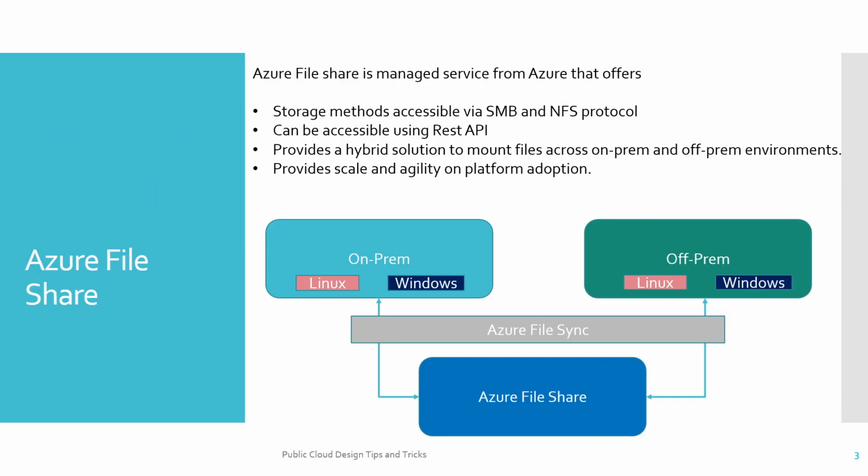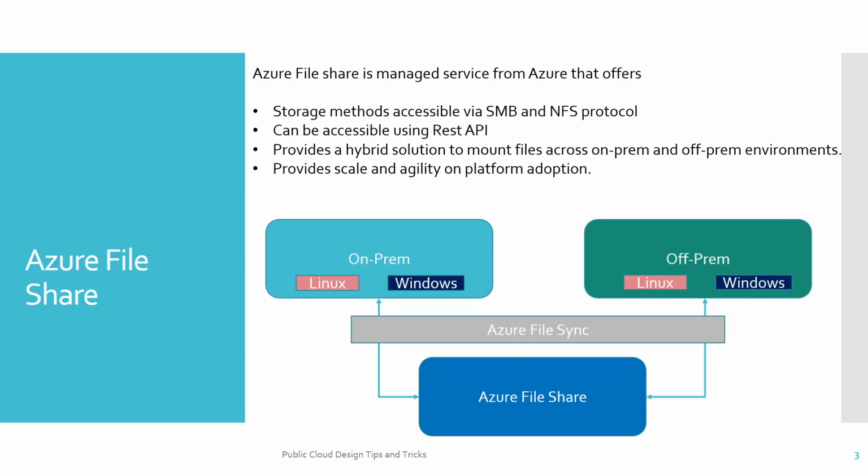Now, what is Azure File Share? Azure File Share is a managed capability from Azure which offers storage methods accessible via SMB and NFS protocol. SMB stands for Server Message Block and NFS stands for Network File Storage. It can also be accessed using REST APIs and it provides you a hybrid solution to mount or store files across on-prem and off-prem environments. It provides scale and agility on platform adoption.